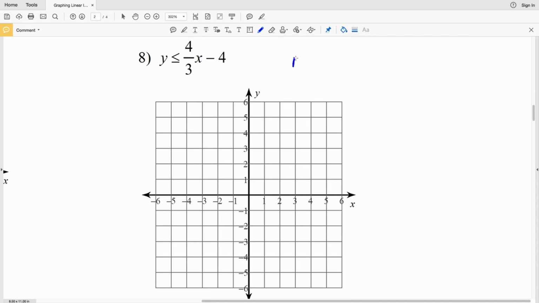For number 8, our slope is 4/3, and our y-intercept occurs at negative 4. So 0, negative 4, and then we're going to go up 4, and to the right 3 for the rise over run. Those points are going to be connected with a straight line.